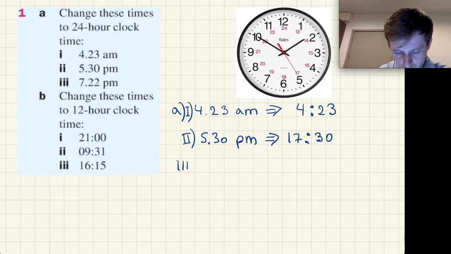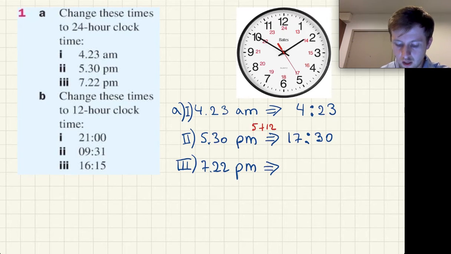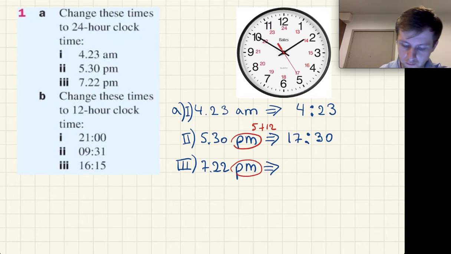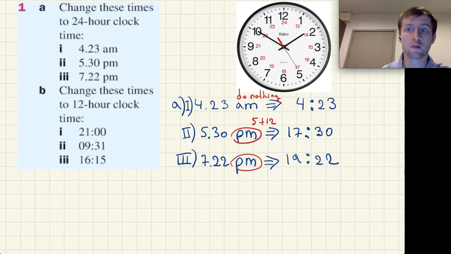Then we have 7:22 p.m. So again, because it's p.m., the general rule is you just have to add 12. So it's 5 plus 12 if it's p.m. If it's a.m., you do nothing. You just write it like this. If it's a.m., we do nothing. If it's p.m., we add 12. 7:22 p.m. is going to be equal to 19:22 in the 24-hour time.